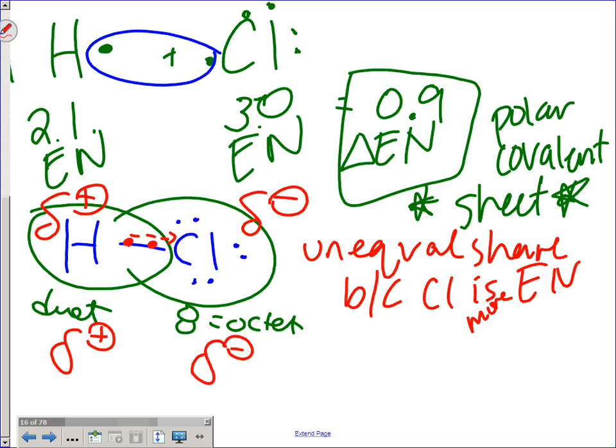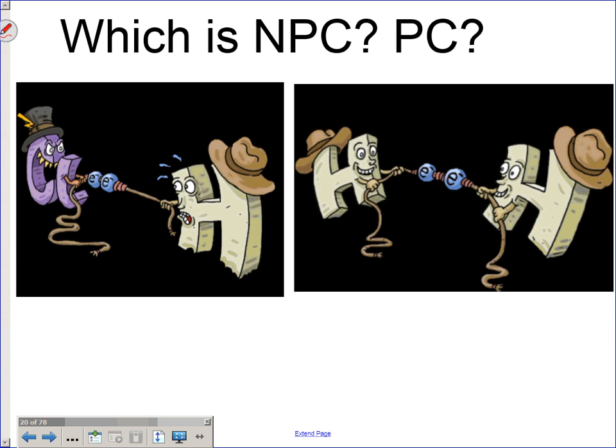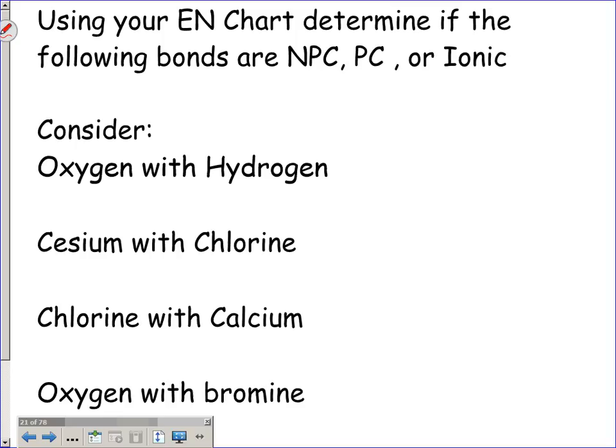Okay, all right. I want you guys to try a couple of these. Looking at the electronegativity sheet I gave you, you're going to consider these different bonds: oxygen with hydrogen, cesium with chlorine, chlorine with calcium, oxygen with bromine. Decide if it's polar covalent, non-polar covalent, or ionic. Write down these examples for yourself. First, start in your groups, and then I'll come around for questions.